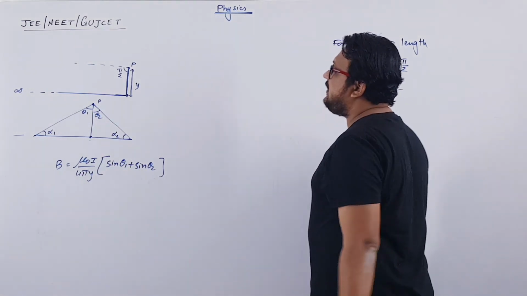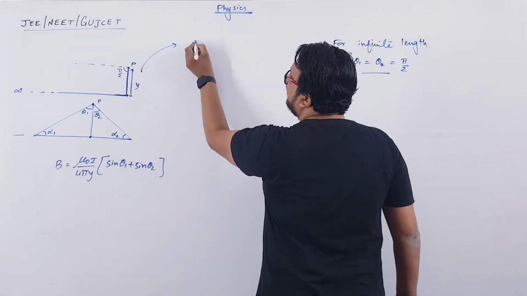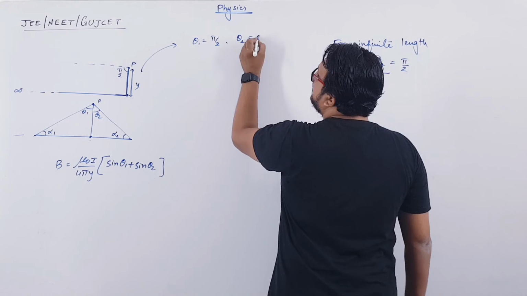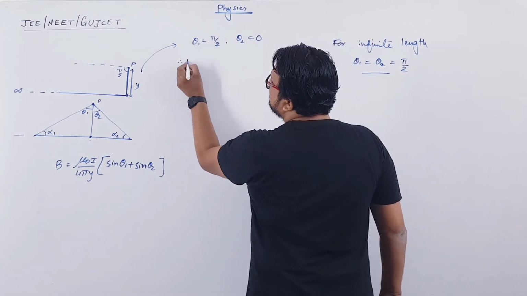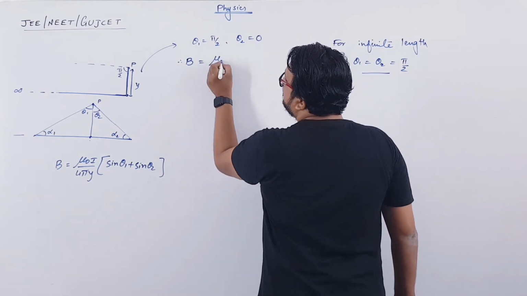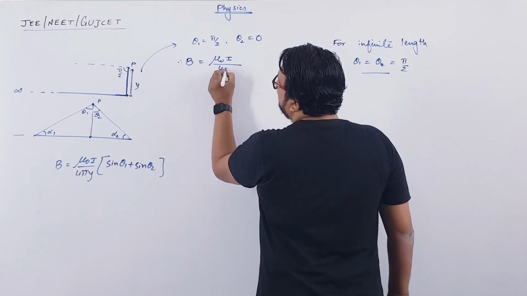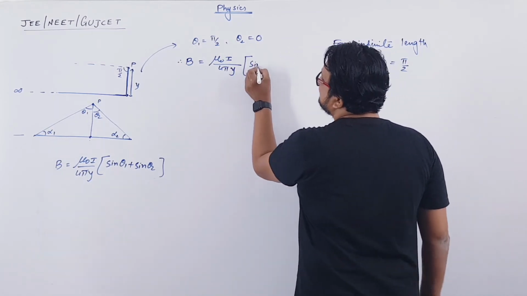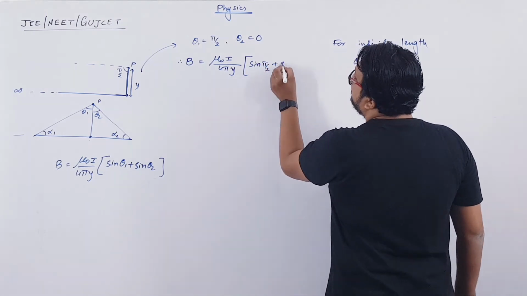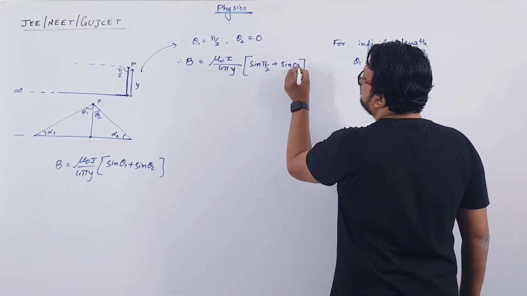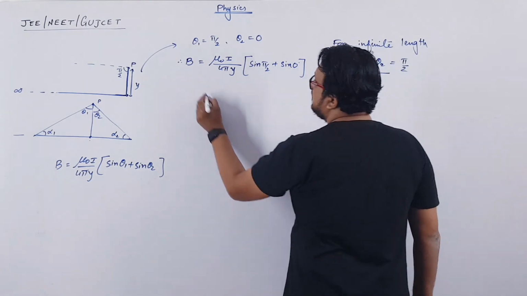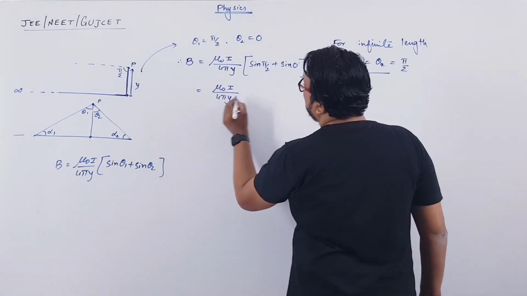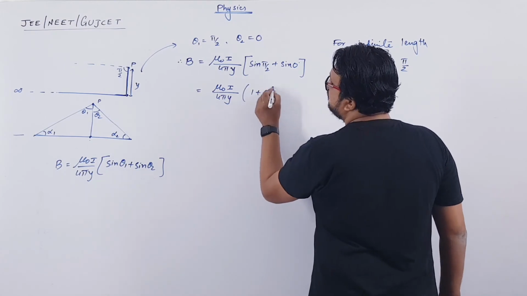So for semi-infinite wire, theta 1 will be equal to pi by 2 and theta 2 will be equal to 0. So in that case, magnetic field will be equal to mu naught I over 4 pi y, let us say distance y only, into sine pi by 2 plus sine 0. Sine 0 is 0 only. So this is equal to mu naught I over 4 pi y into 1 plus 0, which is 1.